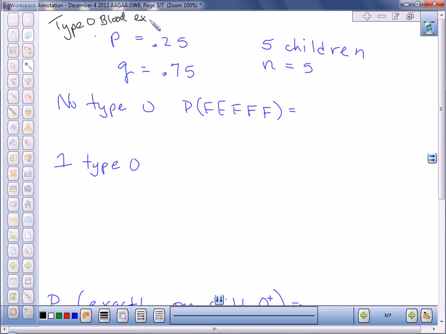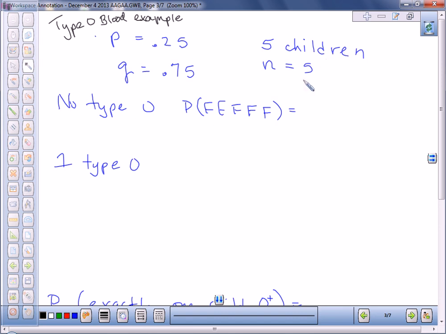Okay, so brief synopsis. We said the probability of the child having type O blood was 0.25. So what would be the probability of the child not having type O blood? 0.75. The complement of that, right? And in this case, the family is having 5 children. So the number of repeated trials is 5.